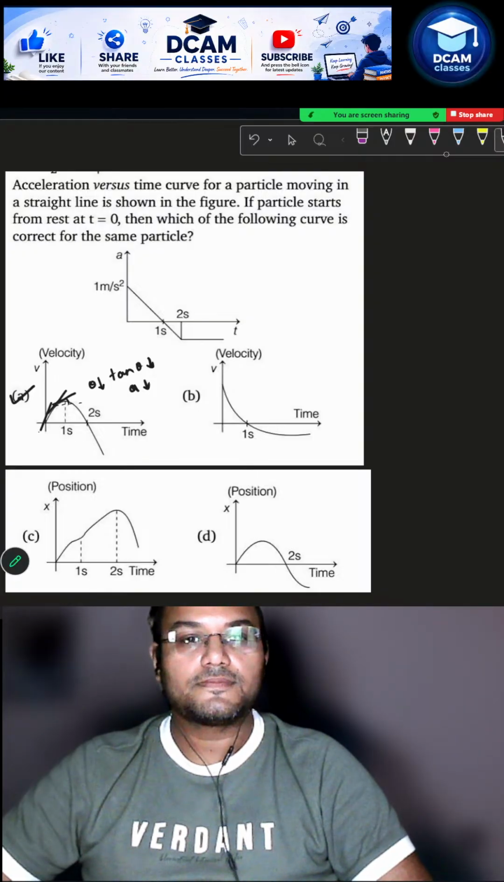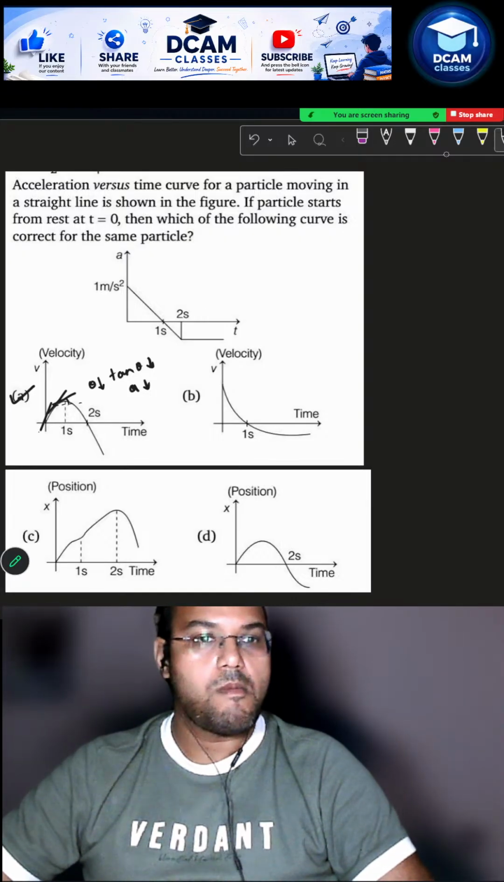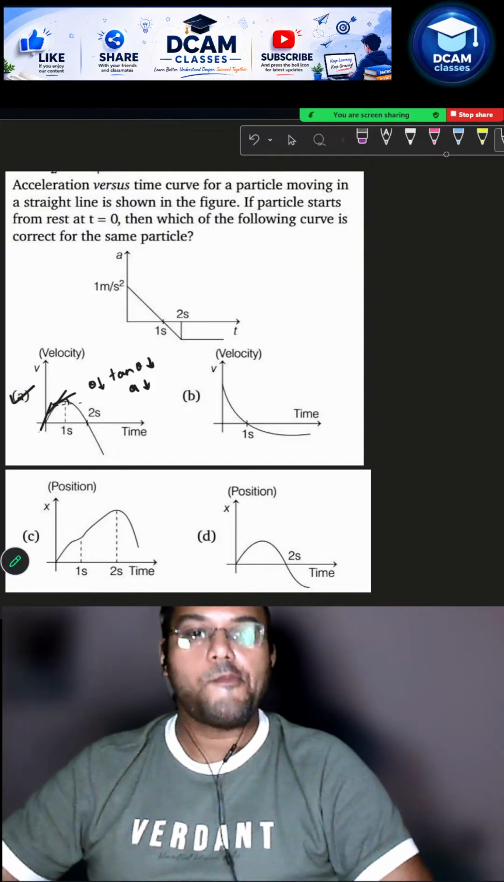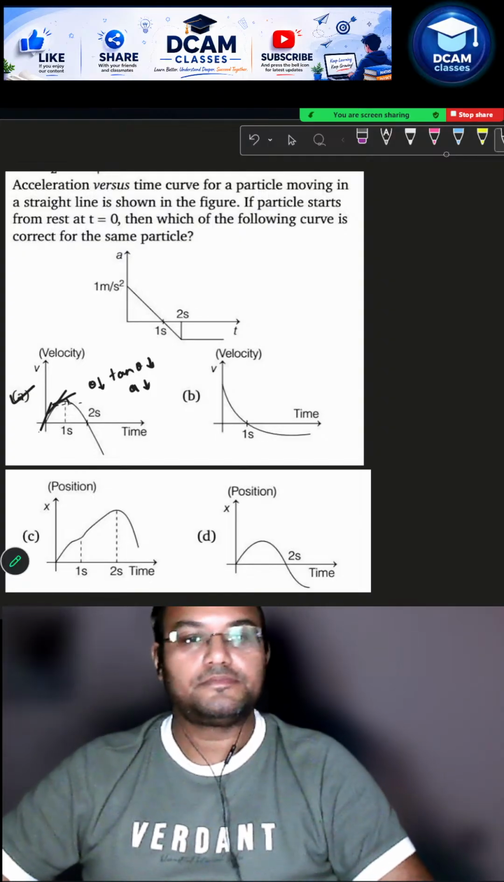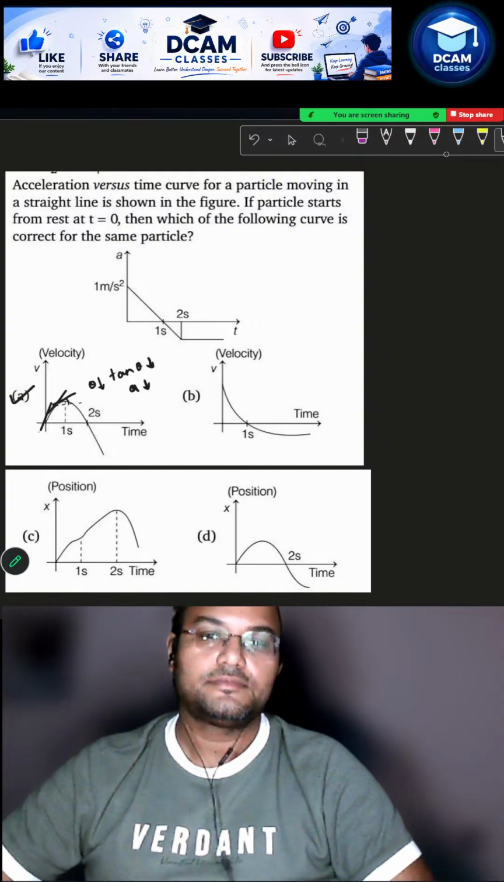Sir, you can also get the equation for the acceleration in the first 1 second. You'll get this as minus t squared by 2. So that can also be a negative quadratic. Then you can plot the parabola. That's the other way.